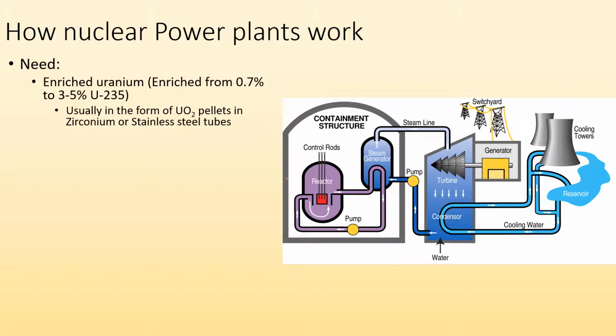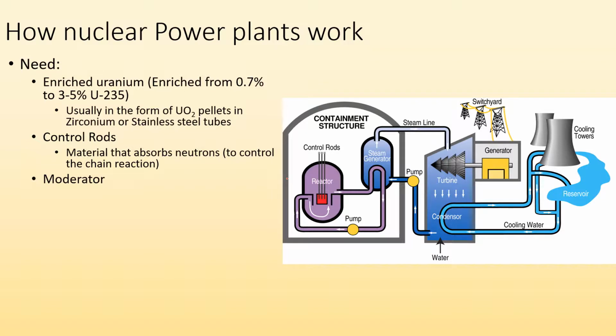Usually it's in the form of uranium oxide pellets in zirconium or stainless steel tubes. So you have these tubes and you fill them with uranium, and that's your fuel rod. You also need control rods, and what they do is absorb the neutrons so that you can control the chain reaction. If this chain reaction went unchecked, you'd have a meltdown. It'd be giving off too much energy. You wouldn't be able to convert all that energy into electricity. It'd get hot. It would melt down. So you need control rods that are basically just going to absorb the neutrons and stop the chain reaction.